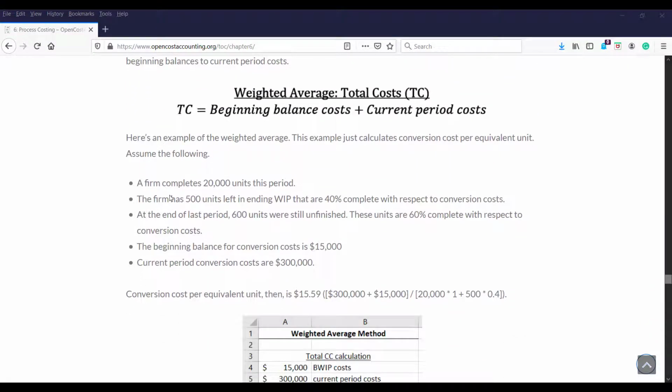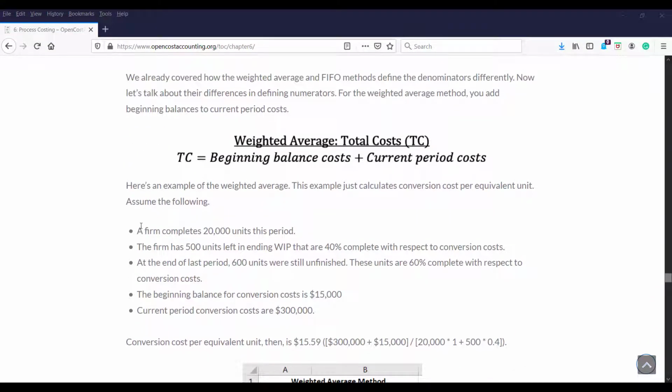And so in our example, let's say we have a firm that completes 20,000 units this period. We have 500 left over at the end that are in the ending WIP. They are 40% complete with respect to conversion costs. At the end of the last period, we had 600 units that were still unfinished, and last period's ending WIP becomes this period's beginning WIP. They're 60% complete with respect to conversion costs.